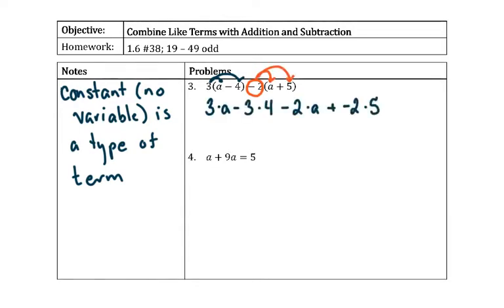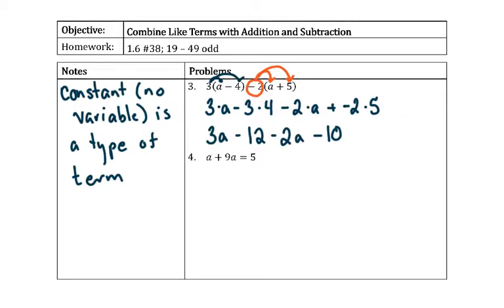So here I've written out all the multiplication. 3 times a minus 3 times 4 minus 2 times a. The plus and the negative together. And we'll review this some more next week. Plus and minus next to each other is going to become a negative. So when we simplify it, we get 3a minus 12 minus 2a minus 10.